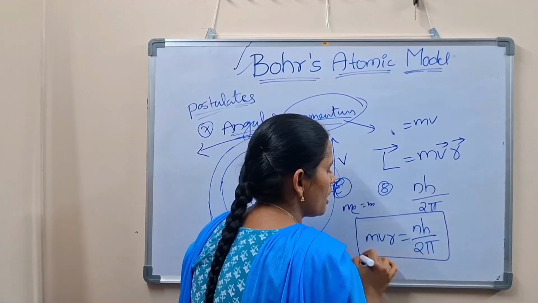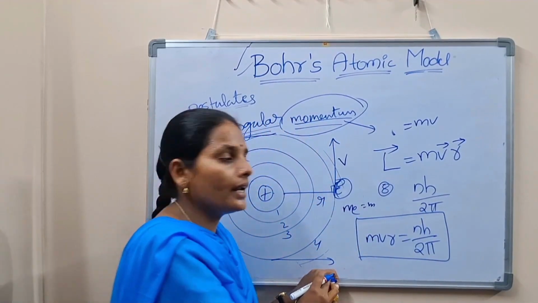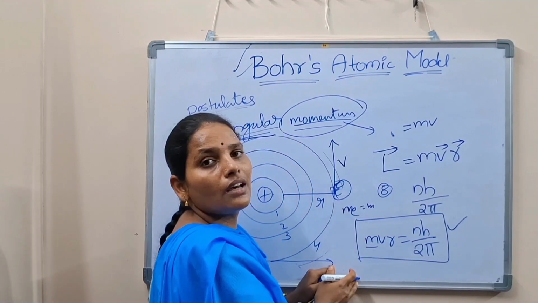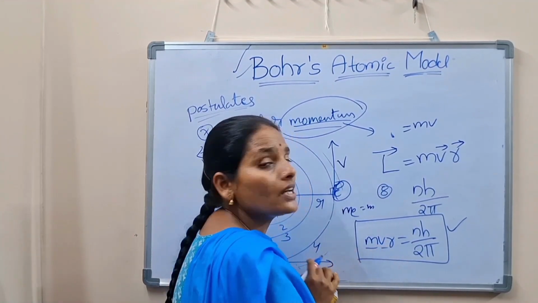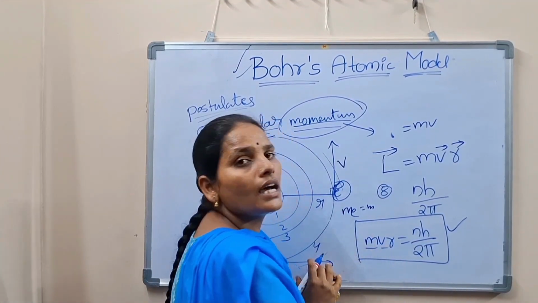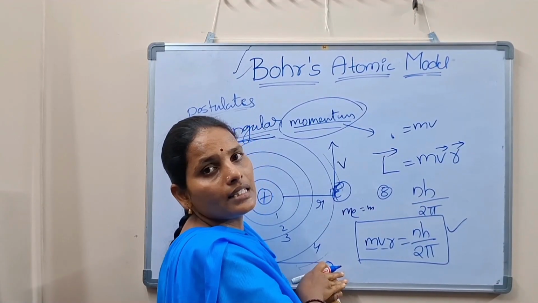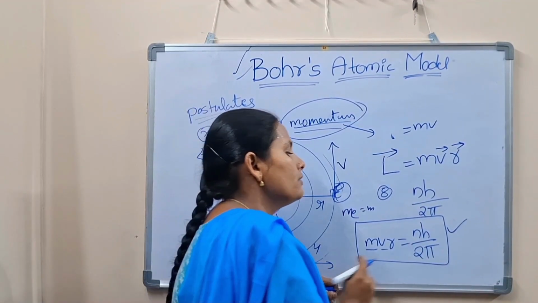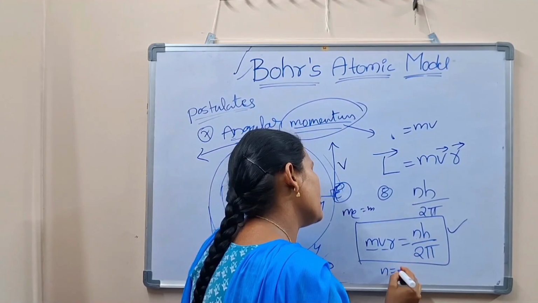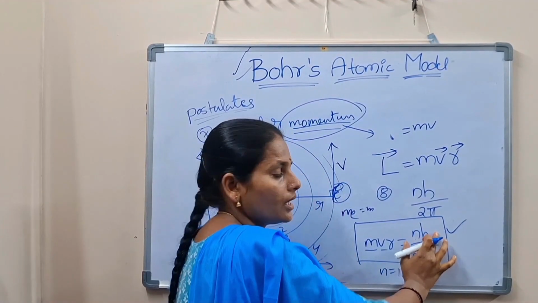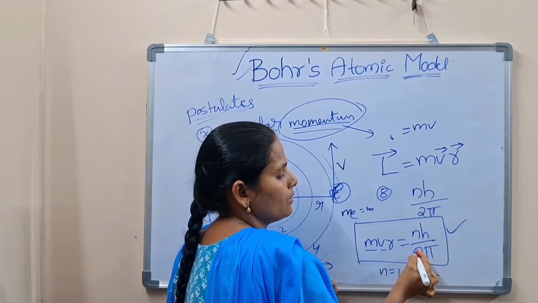This is the formula our favorite scientist provided. Here m is the mass of the electron, v is the velocity of the electron, and r is the distance from the nucleus to the electron in the orbit. Where n is an integer, n equals 1, 2, 3 and so on. h is Planck's constant and the remaining are constants.